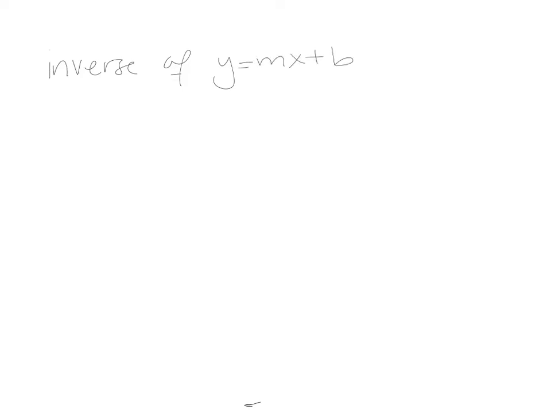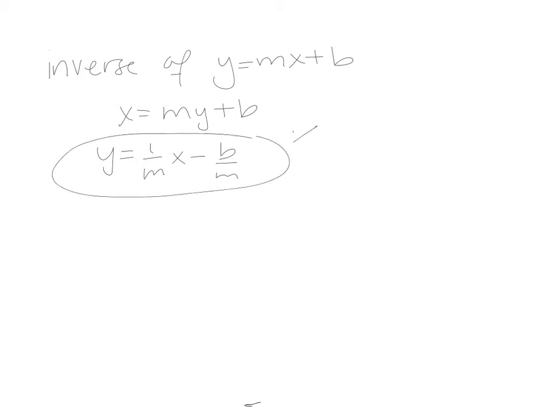So to find the inverse of y equals mx plus b, we have to do that trick where we switch the x and the y. So it's x equals my plus b. And then we want to solve for y again. So I'm going to move the b over, and I'm going to divide by m, so that y is equal to 1 over m x minus b over m. And this becomes the general formula for the inverse of a linear function.